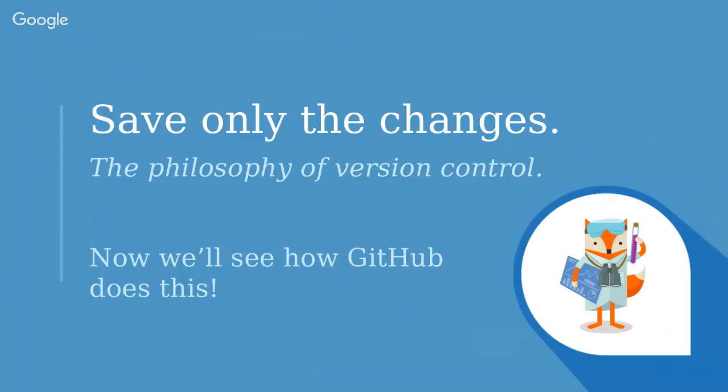Okay, so again, the philosophy is to save only the changes, as opposed to saving everything or saving nothing. Git is going to help you save only the changes intelligently.